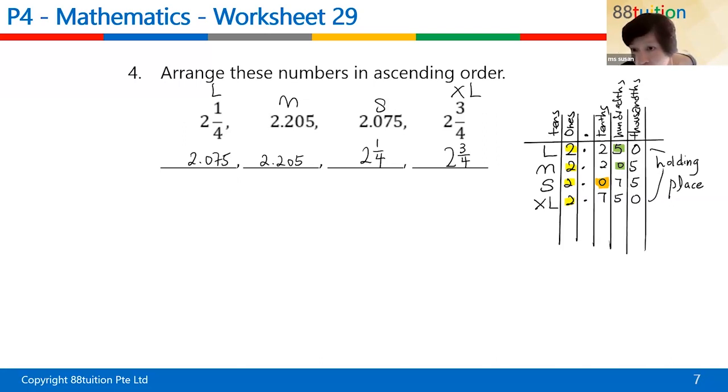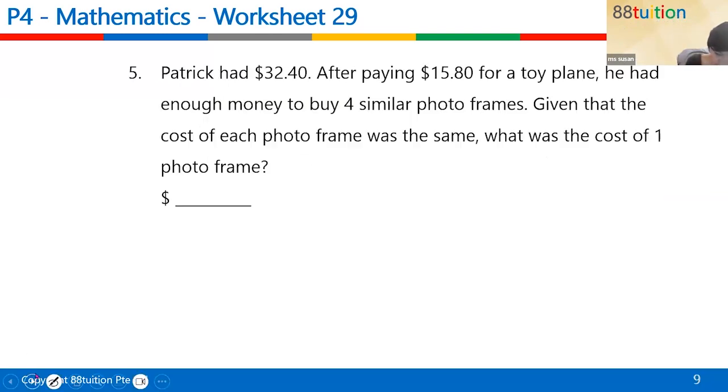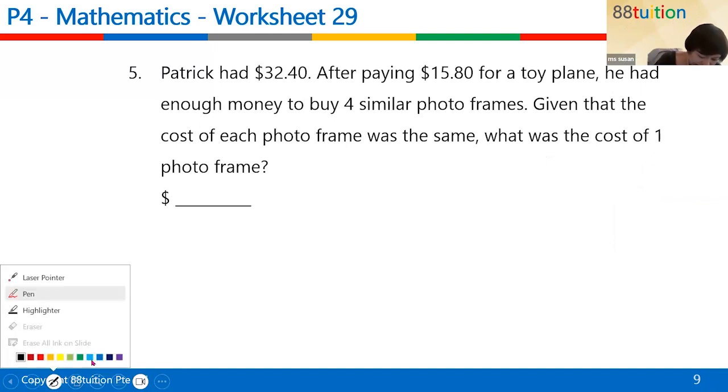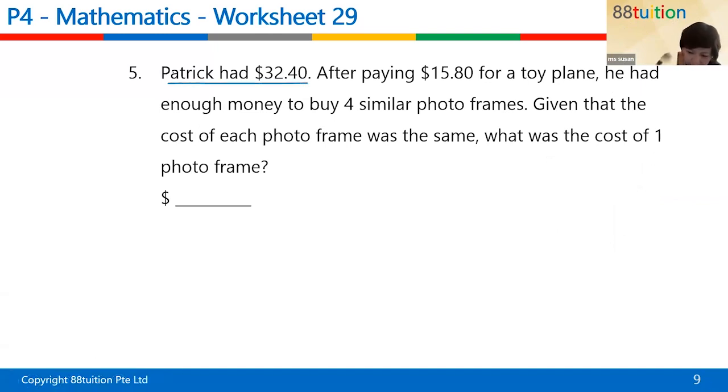Okay, so I have 5. Only Selena not here. Okay, question number 5. Let's proceed to this page. Patrick had $32.40. So this is what he has at first before spending. He paid for a toy plane and he has enough money to buy 4 similar photo frames. They were all the same price, so you are supposed to find one frame.